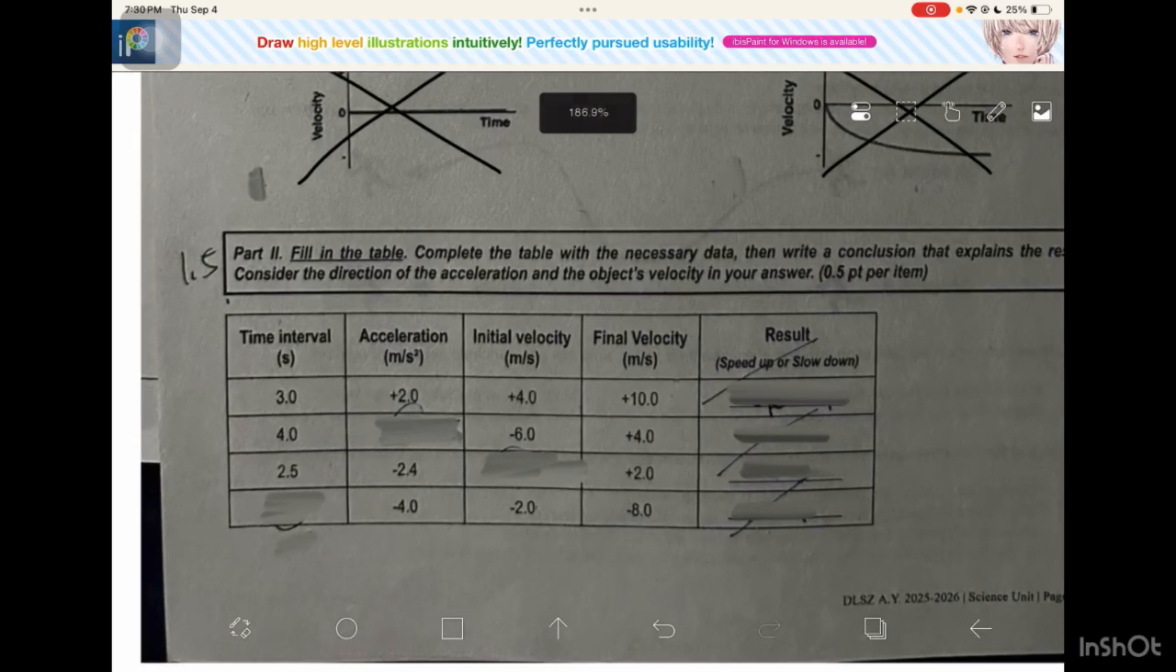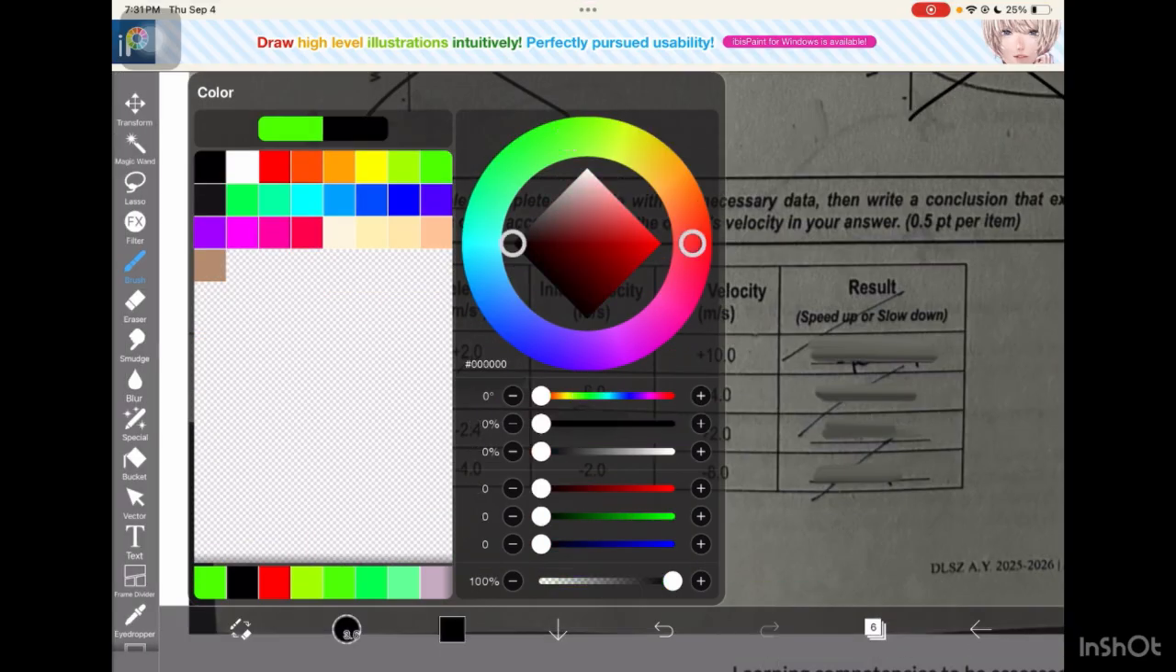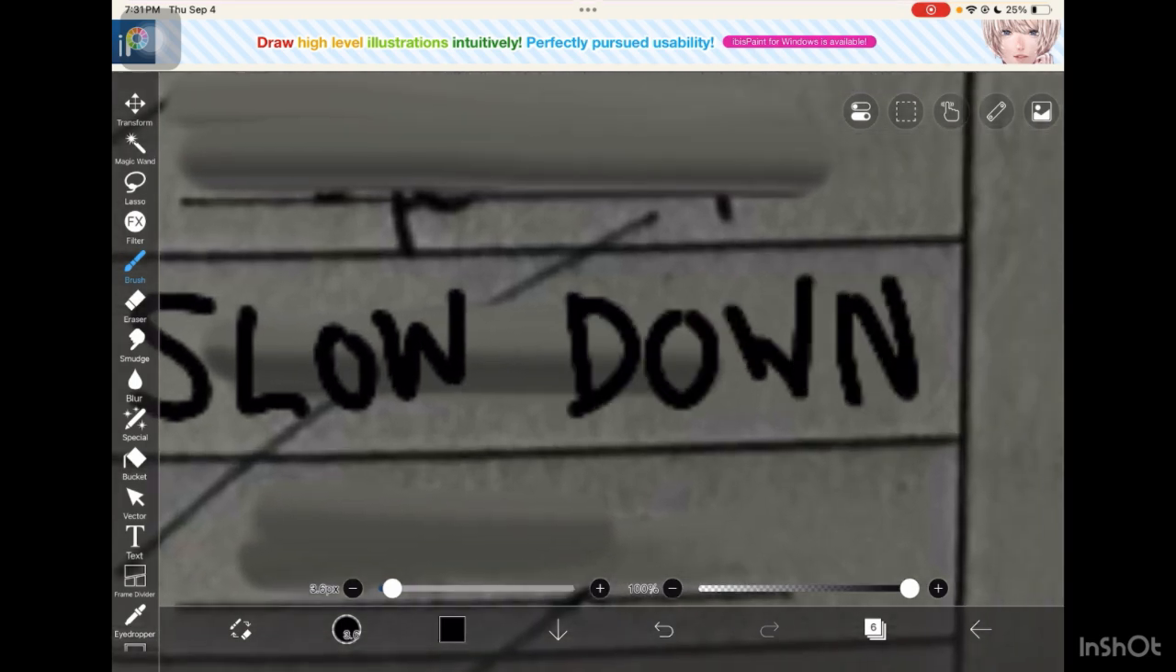All right, so it's time for this one. I'll give you a given. This one is a slowdown. I accidentally blurred it, but all right.